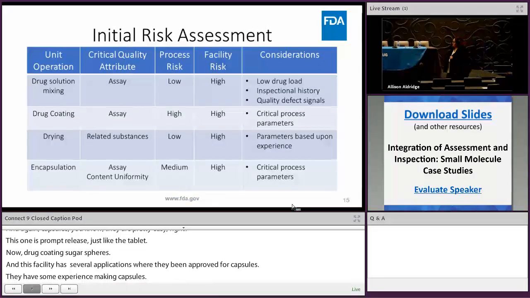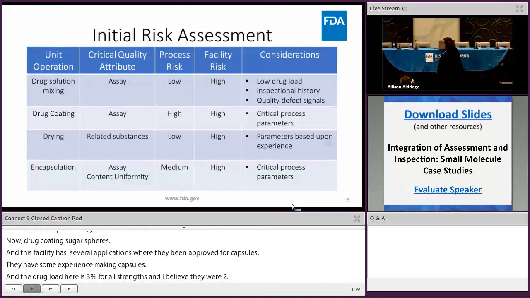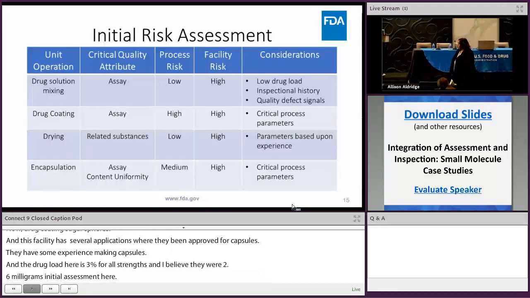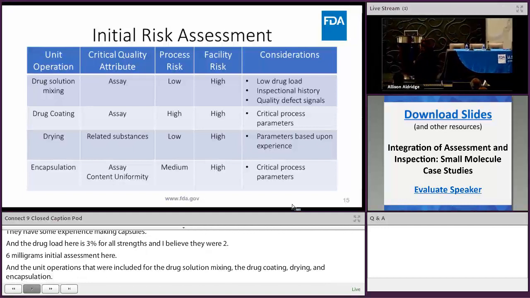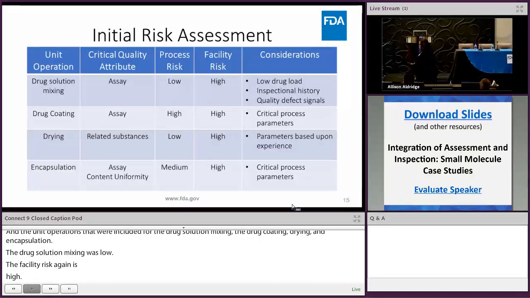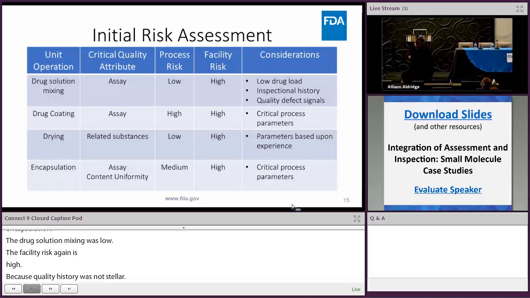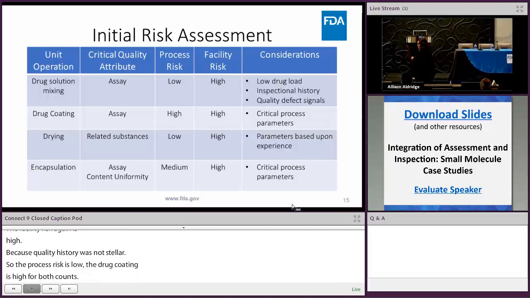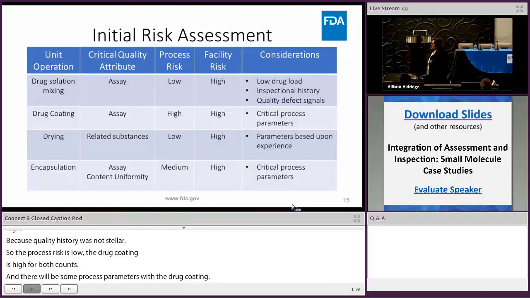So this is initial risk assessment here. And the unit operations that were included were the drug solution mixing, the drug coating, drying, and encapsulation. The drug solution mixing was low. The facility risk, again, is high because probably the quality defects and their inspection history was not, let's say, stellar. So the process risk is low. The drug coating is high for both counts. And there are going to be some process parameters with the drug coating. Then we have drying, and then we have encapsulation. And so, again, there may be some process parameters that may need to be worked out.